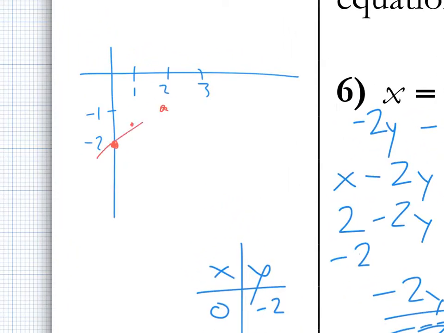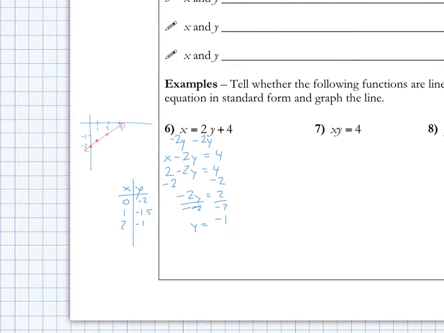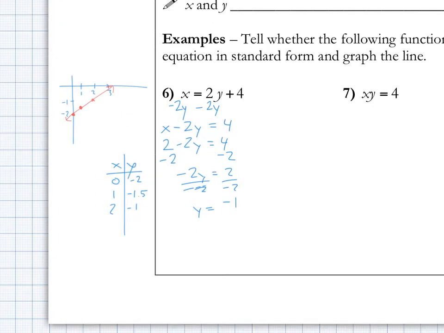Well, if I drew better, it'd be a straight line. There you go. Just make my dots bigger. All right, so linear, it's got a straight line when you graph it. It's in standard form where A is, what do we got here? A would be 1, B would be negative 2, and C would be 4.